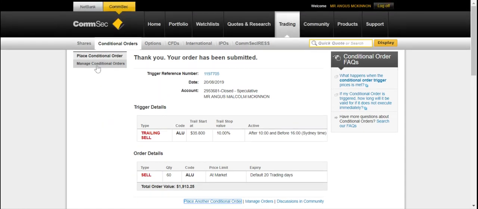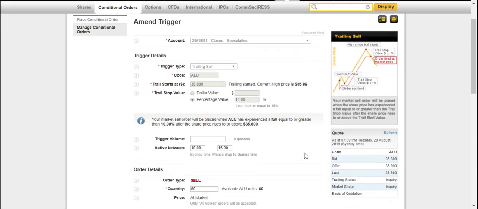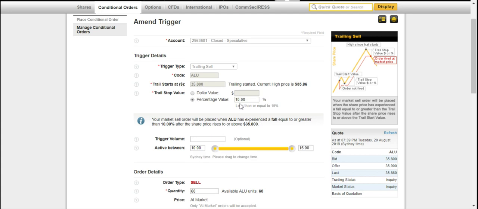You can go to manage conditional orders, and it will tell you what you've got in here. And the biggest tip I can give you, that I got caught out on at the start, is you want to see a yes against a trailing item here. So that's quite key. If it says no, then it means that your stop loss isn't active. And the other thing you can do is you can just go in and edit it. You can go in and amend these things. So you can go and change the amount.